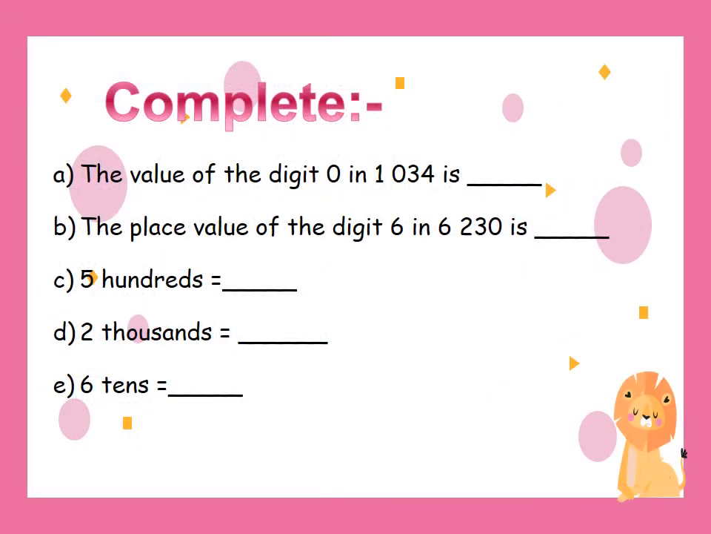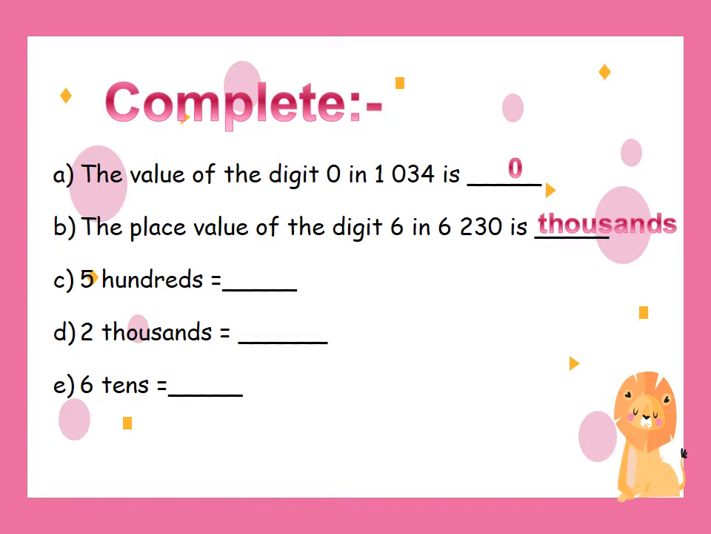Question. The value of the digit 0 in 1034. The value of 0 is always 0. Like this, the value. Okay. The place value of the digit 6 in 6230 is what? I said 6,000. So, it's thousands.